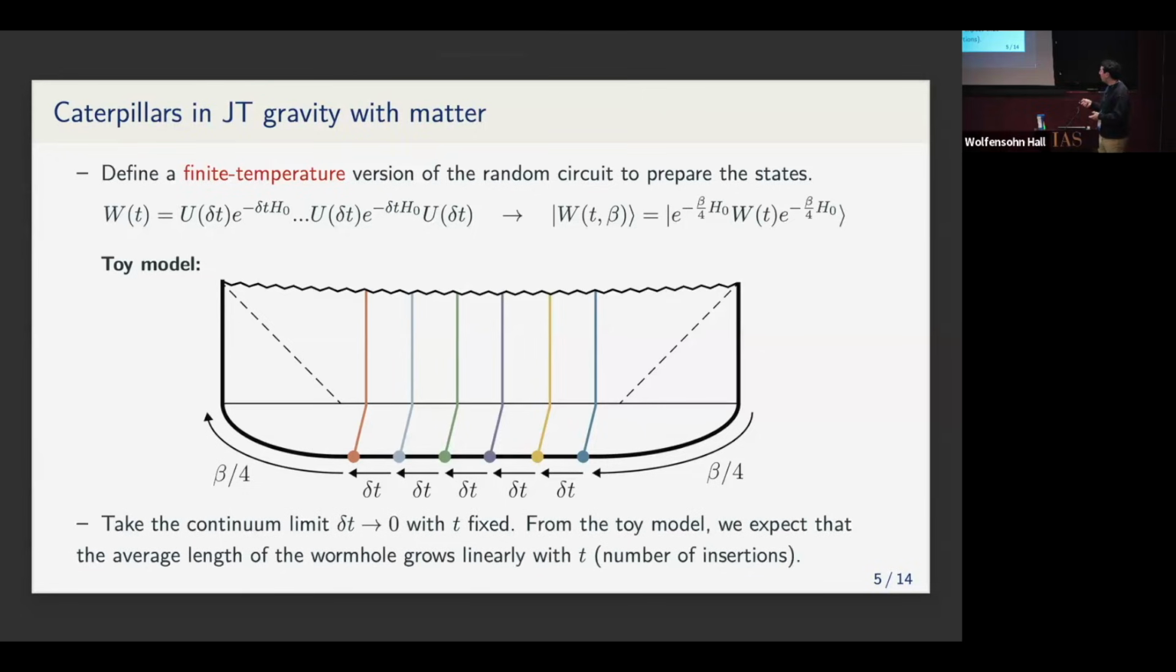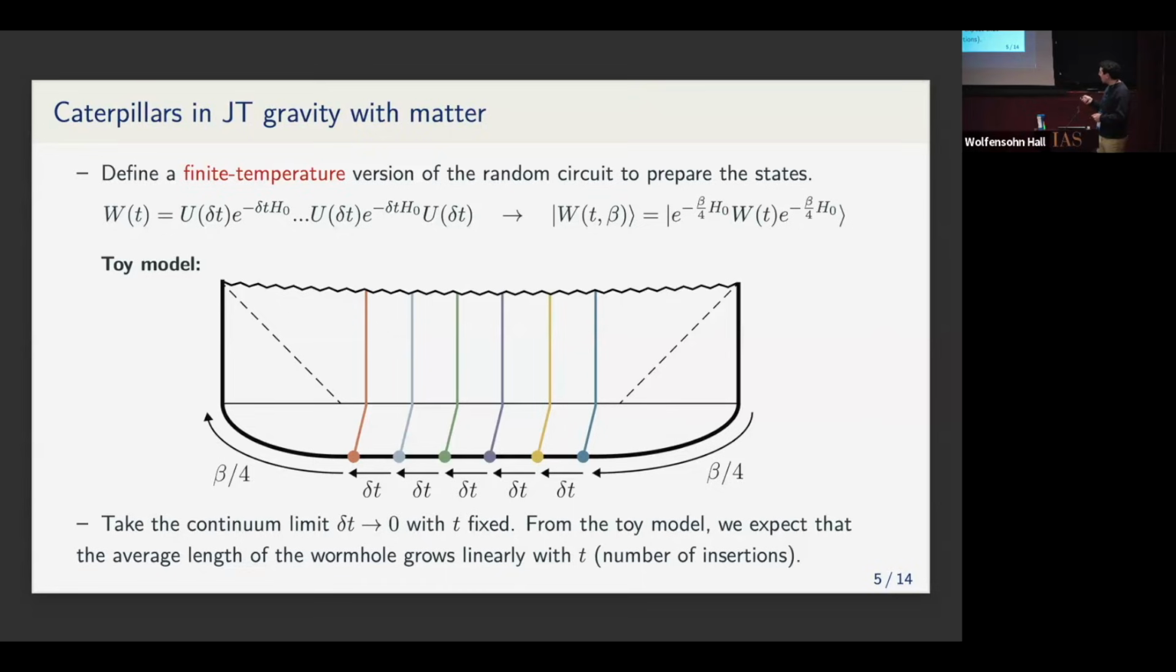So we will be interested in computing the length of the wormhole averaged over the ensemble of caterpillars. Recall that this is a single realization of the random circuit. We could have chosen some other colors. This would correspond to some other state within our ensemble of states.